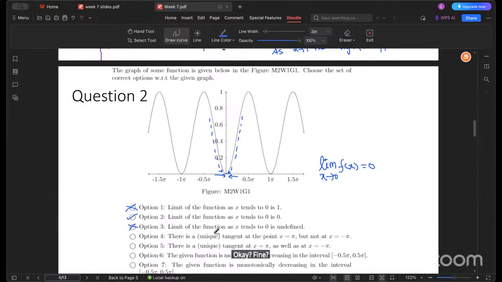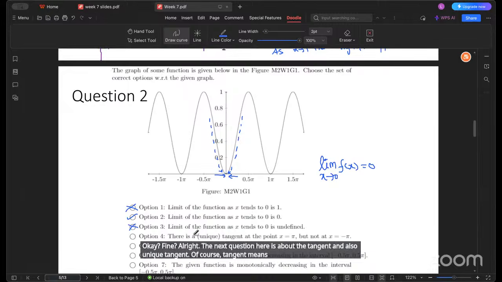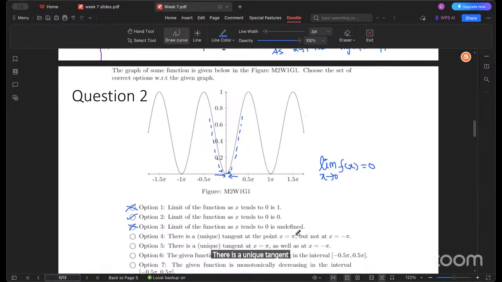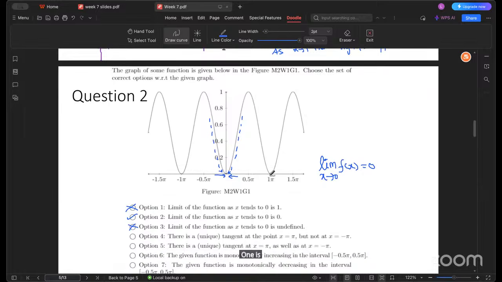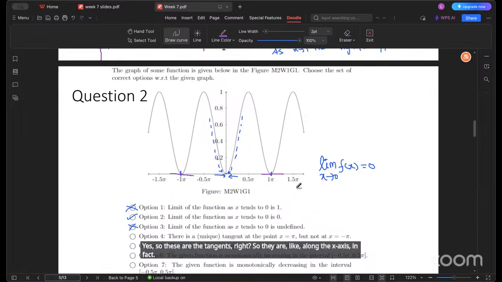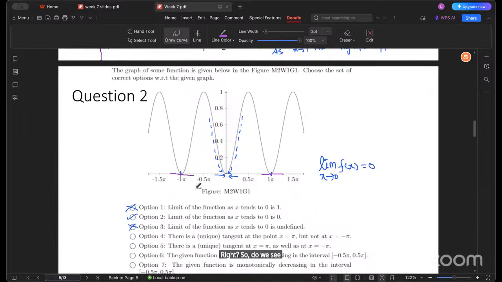All right. The next question here is about the tangent and also unique tangent. Of course, tangent means unique only. There is a unique tangent at the point x is equal to pi, but not at x is equal to minus pi. So we are looking at tangents at two points, one at x is equal to pi and another at x is equal to minus pi. So how does the tangent look? A straight line touching the point. Here the x-axis itself is the horizontal tangent. So these are the tangents, right? They are along the x-axis in fact. So do we see tangents at these two points or not?